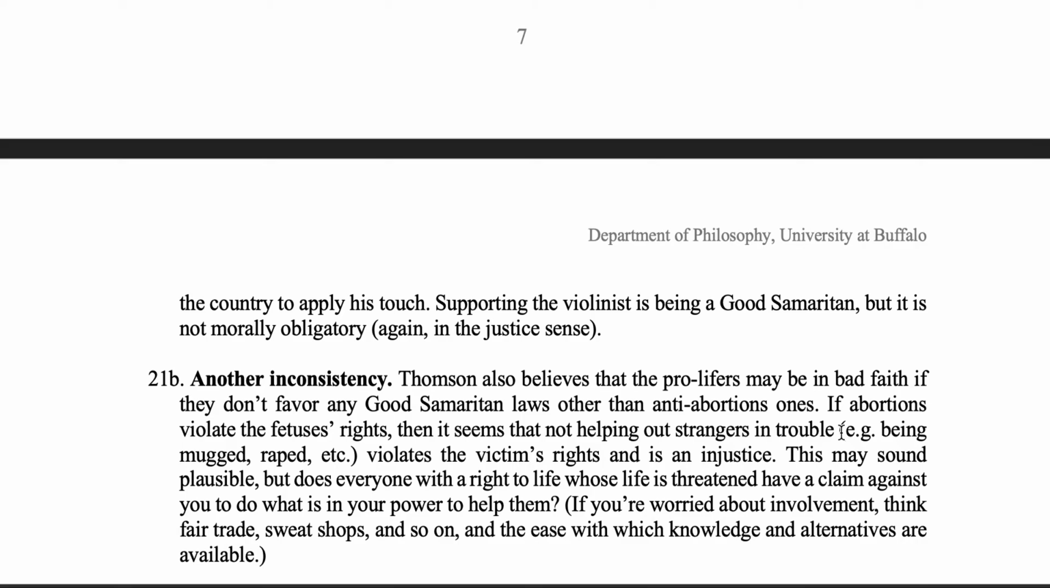But you might think, well, it does seem like you should, but does everyone with a right to life whose life is threatened have a claim against you? Do they have a right against you to help them, and to do whatever is in your power to help them? Right? So, that's unclear. And that's what Thomson wants to say.